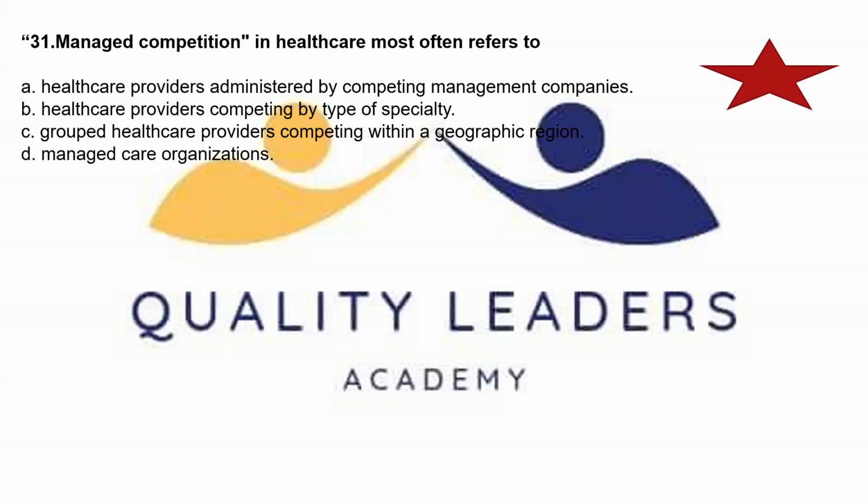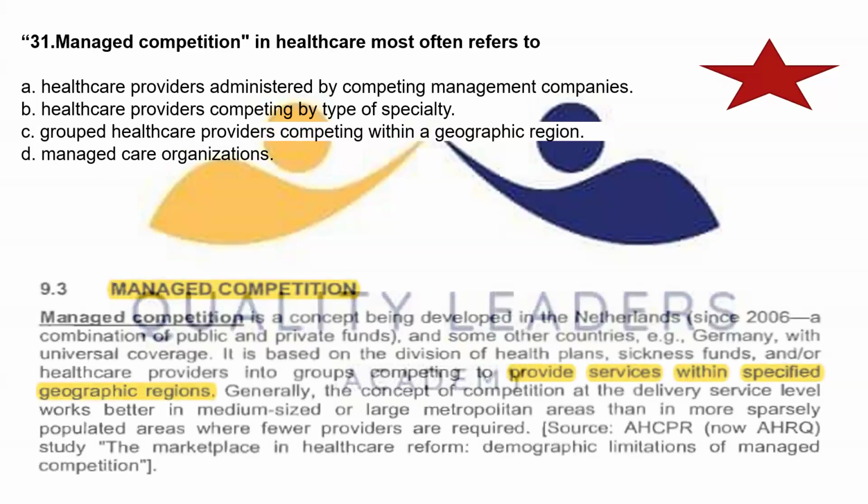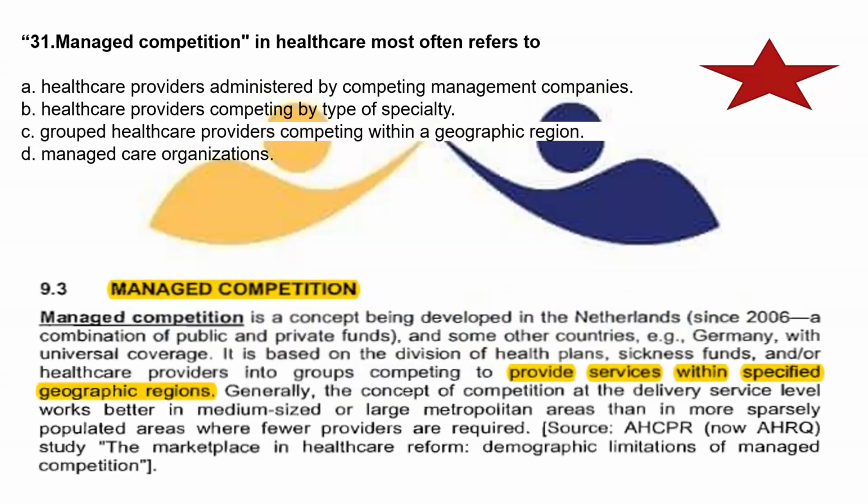So, what's the best answer here? Anyone? It's C, grouped healthcare providers competing within a geographic region. Very good, Doc Nadim. Yes, that's the correct answer because this one is providing services within specified geographic regions. Okay. What about for the others?